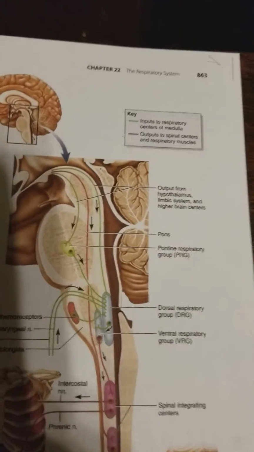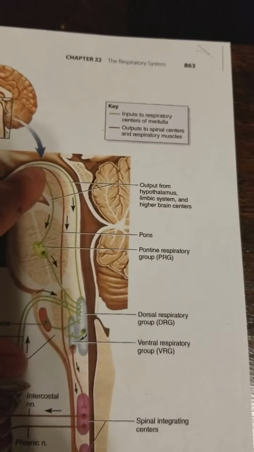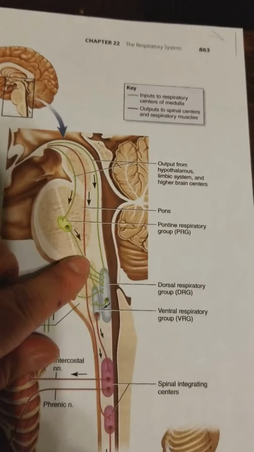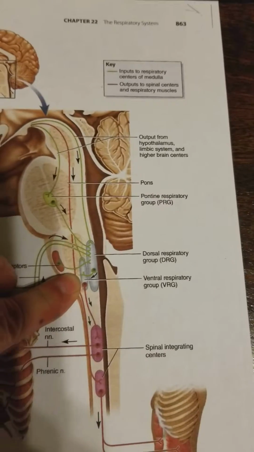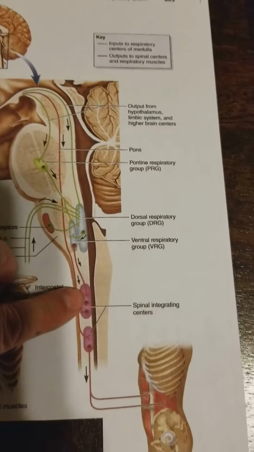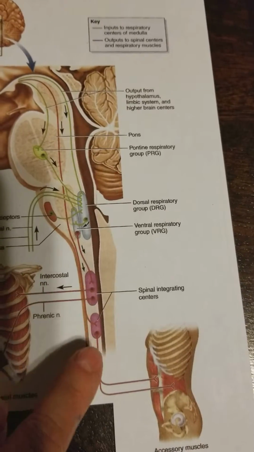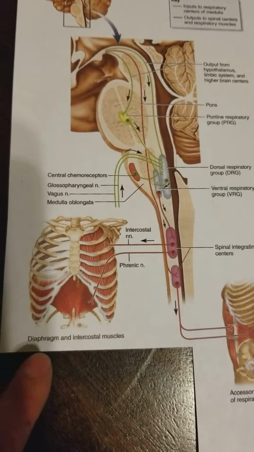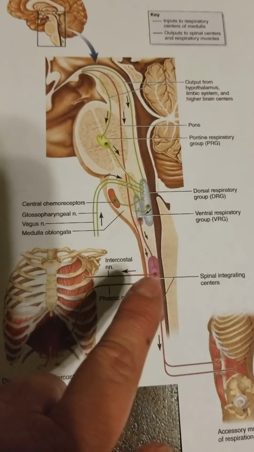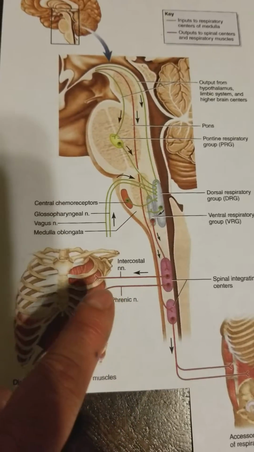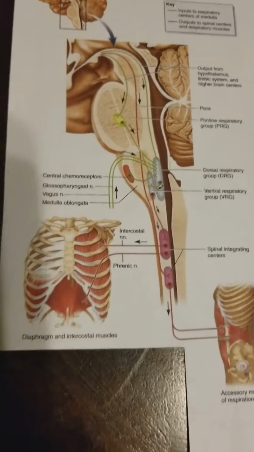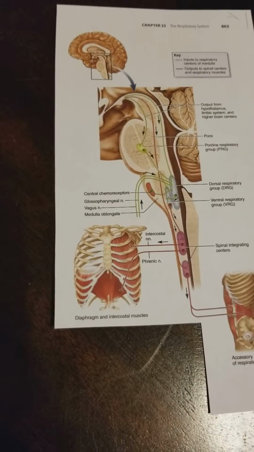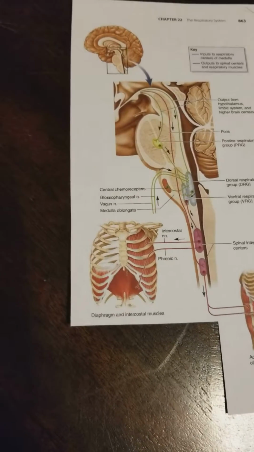Okay, all that information. So here the higher brain sends the information down to the pontine respiratory group. The PRG tells the ventral respiratory group, the VRG, to go breathe. So this sends the information down to the spinal integrating center. One signal goes down to the phrenic nerve to the diaphragm, right here, and the other nerve signal goes to the intercostal nerve, here to the muscle. This causes the contraction of the muscle, and the thoracic cage gets bigger, and you breathe in.